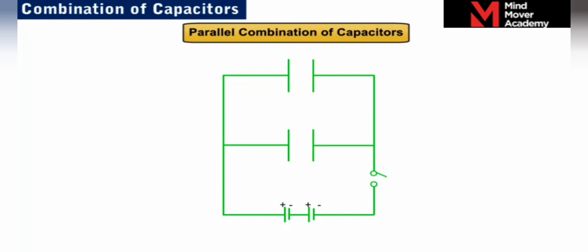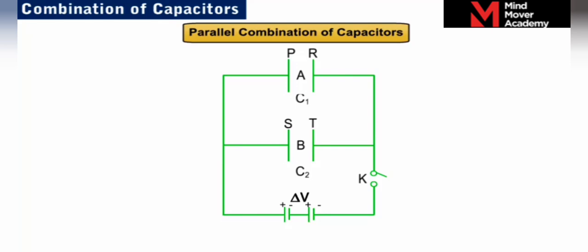Let us now discuss capacitors connected in a parallel combination. Consider the two capacitors A and B connected to a battery that supplies a potential difference of delta V, such that the plates P and S are connected to the positive terminal of the battery, and the plates R and T are connected to the negative terminal of the battery through the key. Such a combination of capacitors is called a parallel combination of capacitors.